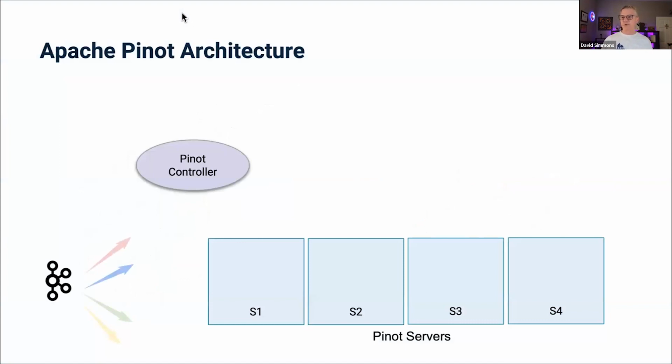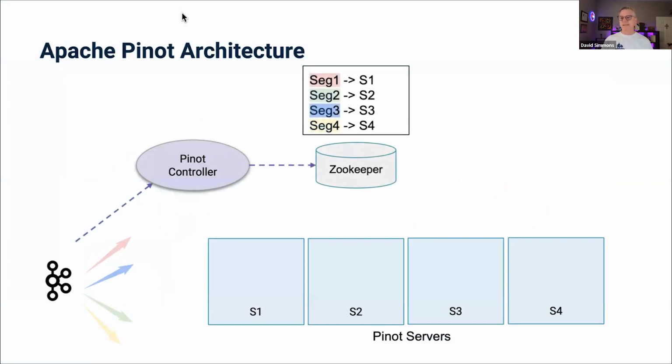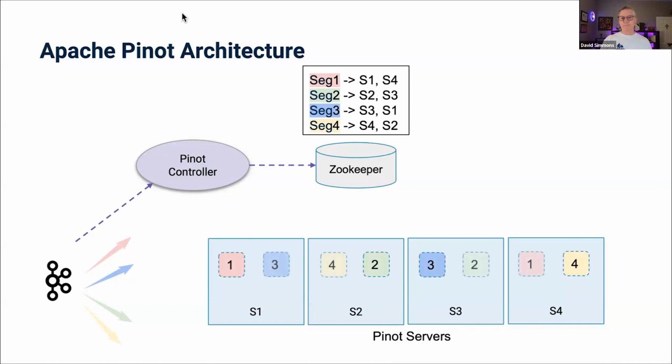Basically, what you get is you have your data ingestion, you have your Kafka, and it sends data to the Pinot controller, and we use Zookeeper to segment the data, right? So that way we can segment the data across a bunch of Pinot servers. That makes it easier to ensure that your data is always available, right?